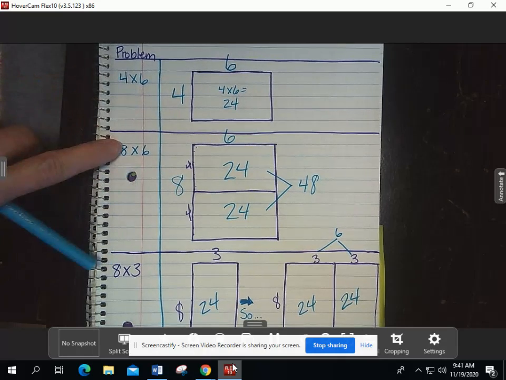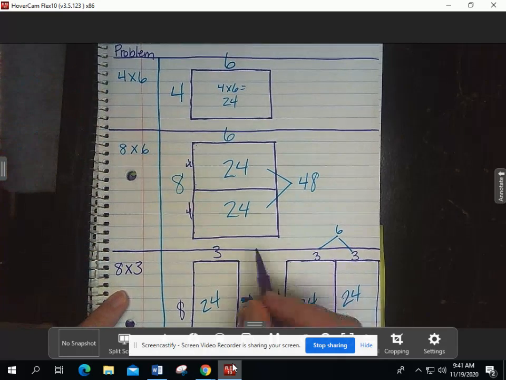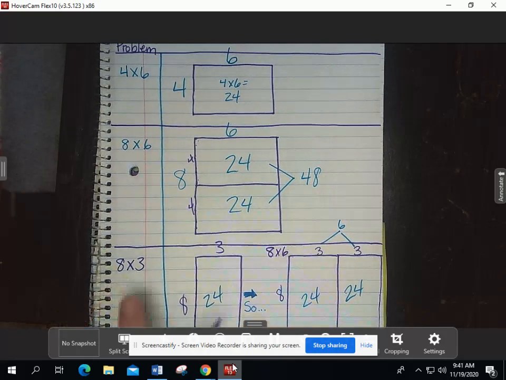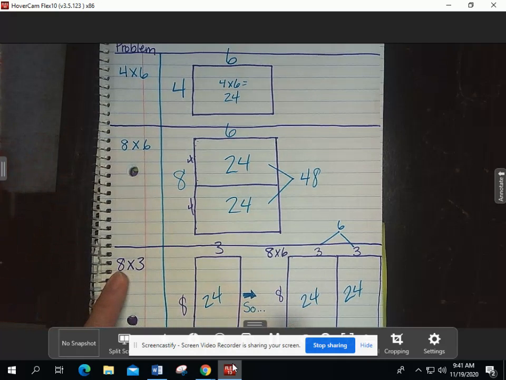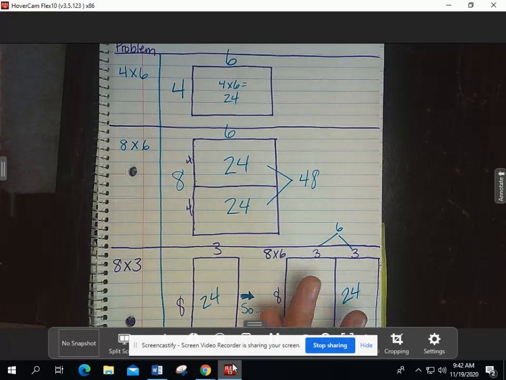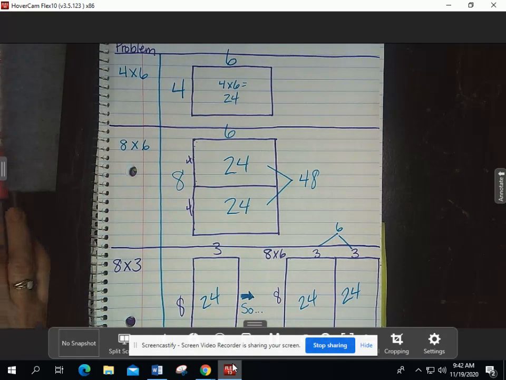We doubled 4 to make 8. Over here, we have 8 times 6. Instead of doubling this factor, we doubled that factor. Did you notice what happens when you double one of the factors? What happens to the product? It changes. It does change by what? It doubles. So when you double one of the factors, it doubles the product. Okay?